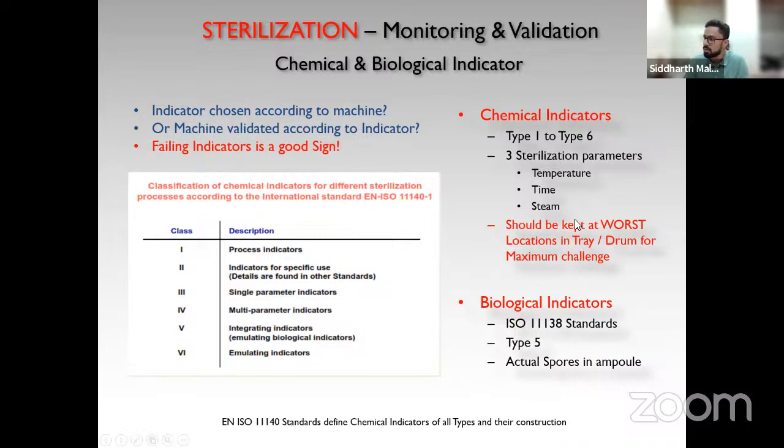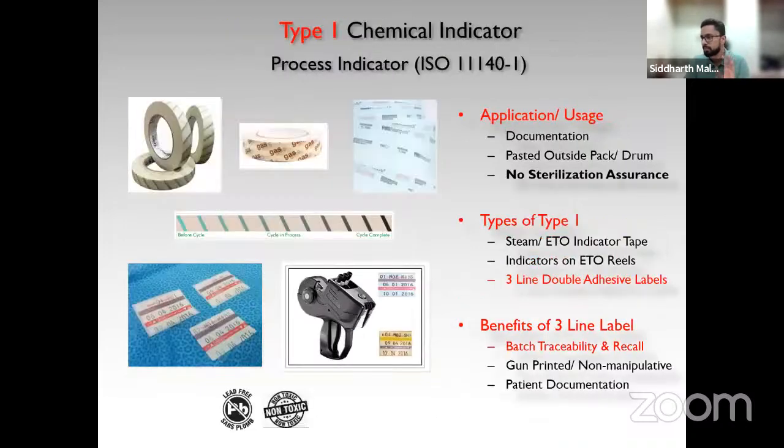The indicators should be kept at the worst location in your drum and tray so that there is maximum challenge given to the machine, that it should be able to pass the indicator which is kept at the most remote location inside your drum or a tray.